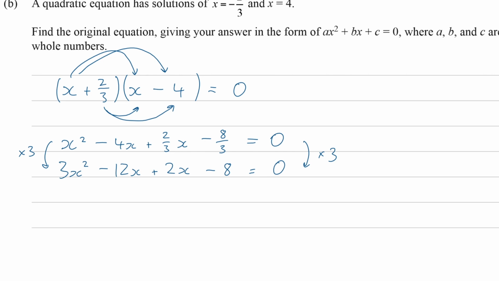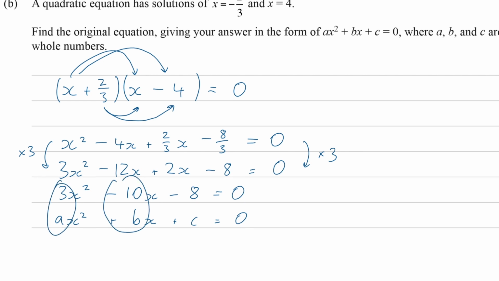Now grouping those like terms is a bit easier. Minus 12x plus 2x is minus 10x. Minus 8 equals 0. And there we go. We've written it in the standard form, where a, b, and c are whole numbers. In this case, b is minus 10 and c is minus 8. But we don't need that last line to answer this question.